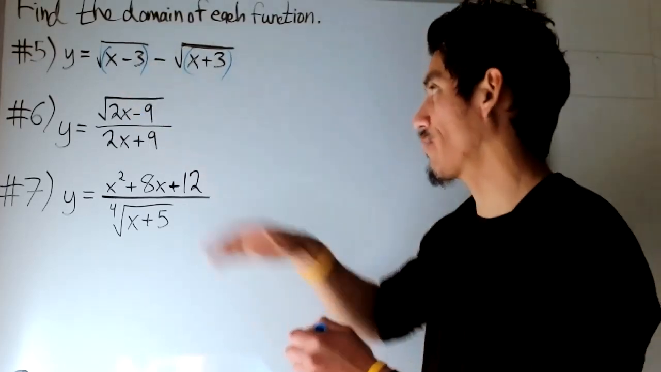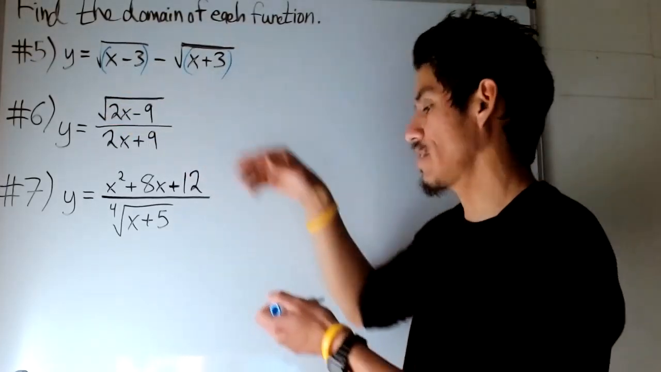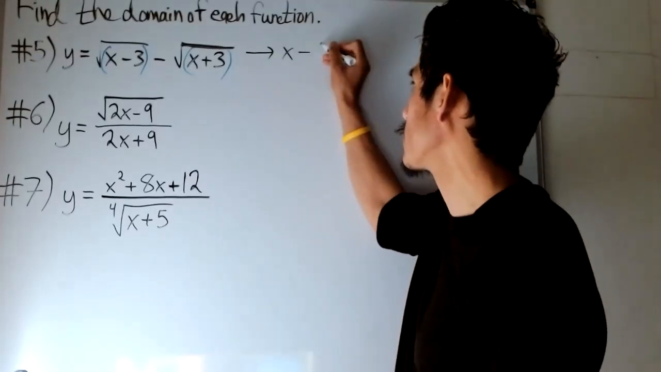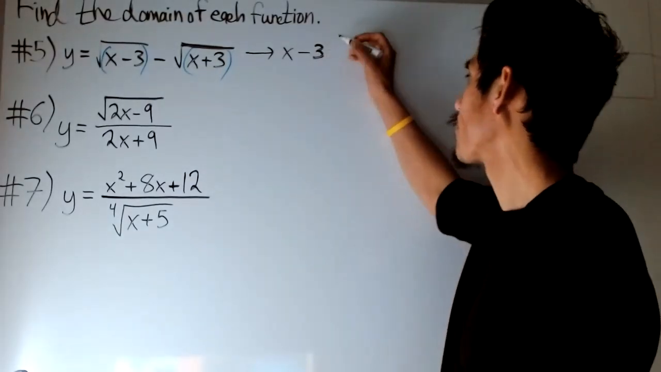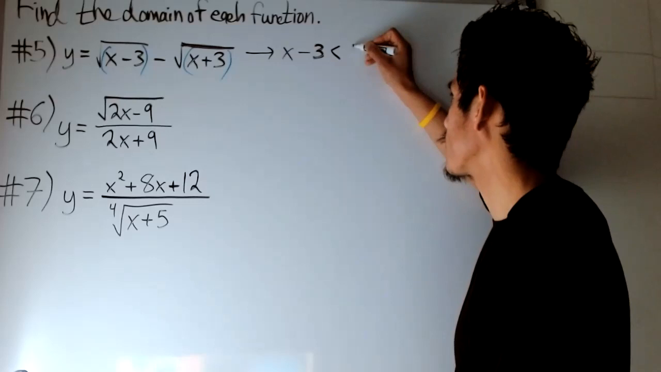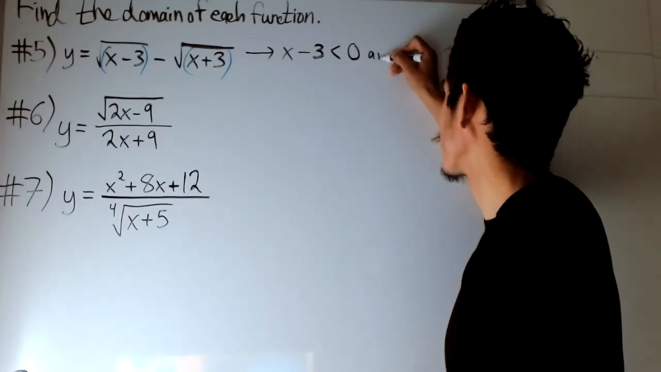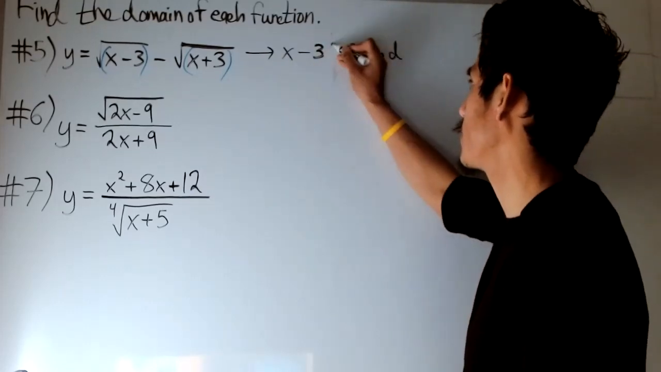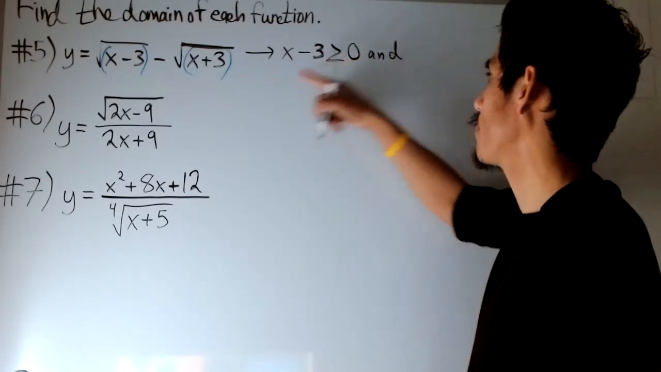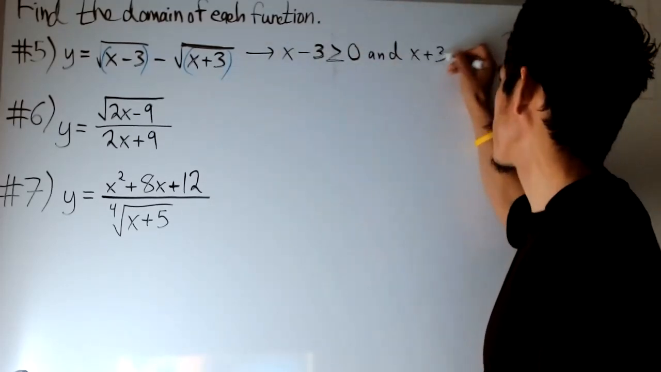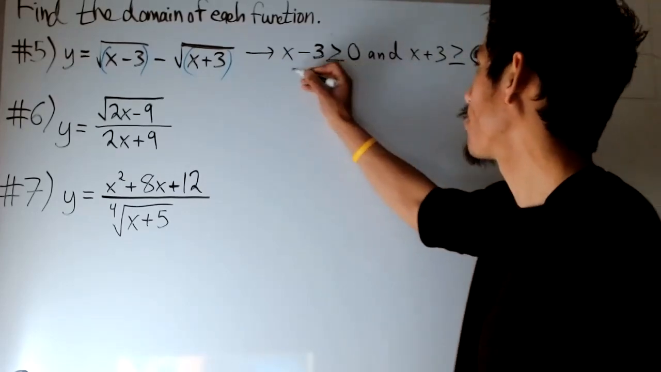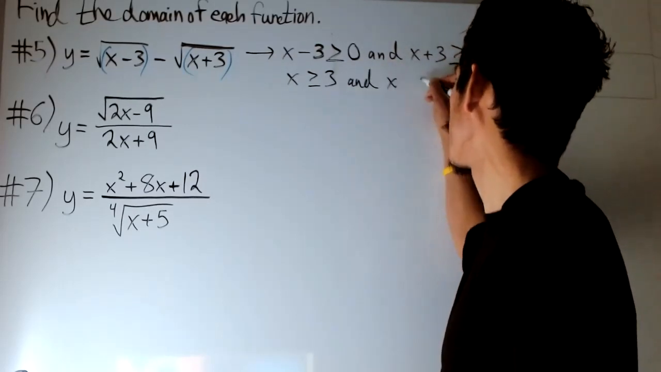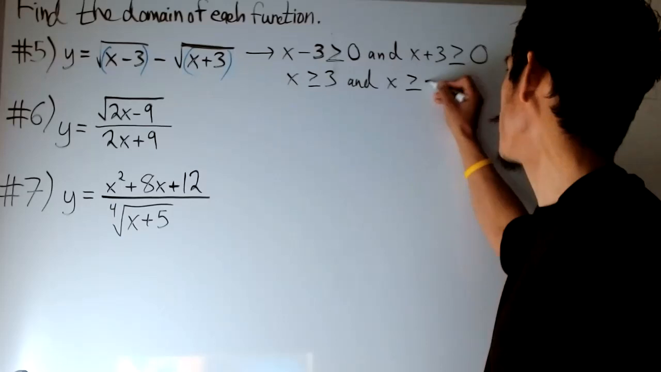So what we're going to do is look for the values that make this negative and make this negative. So it's essentially just like solving for x minus 3 can't be less than 0. Or I mean, let's just actually do this string, talk about the domain. We need x minus 3 to be greater than or equal to 0. And then we need x plus 3 to also be greater than or equal to 0. That means that x has to be greater than or equal to 3 and x has to be greater than or equal to negative 3.